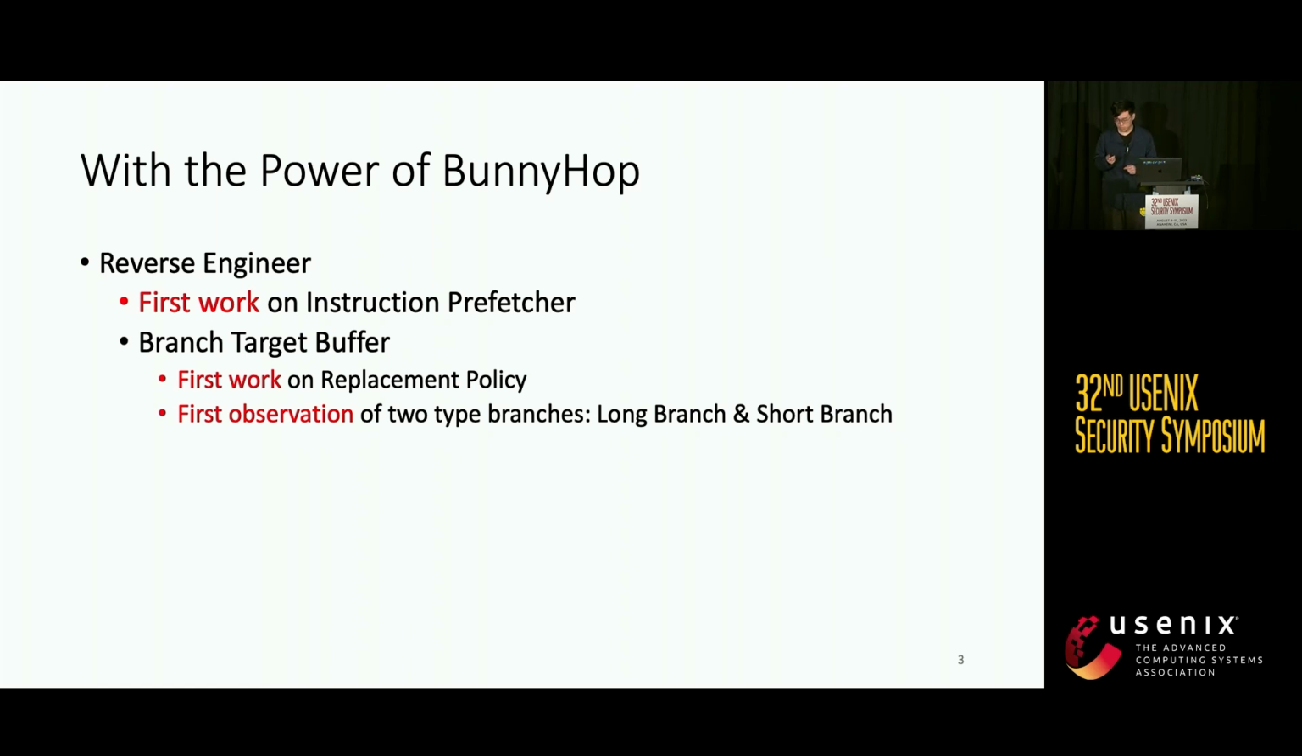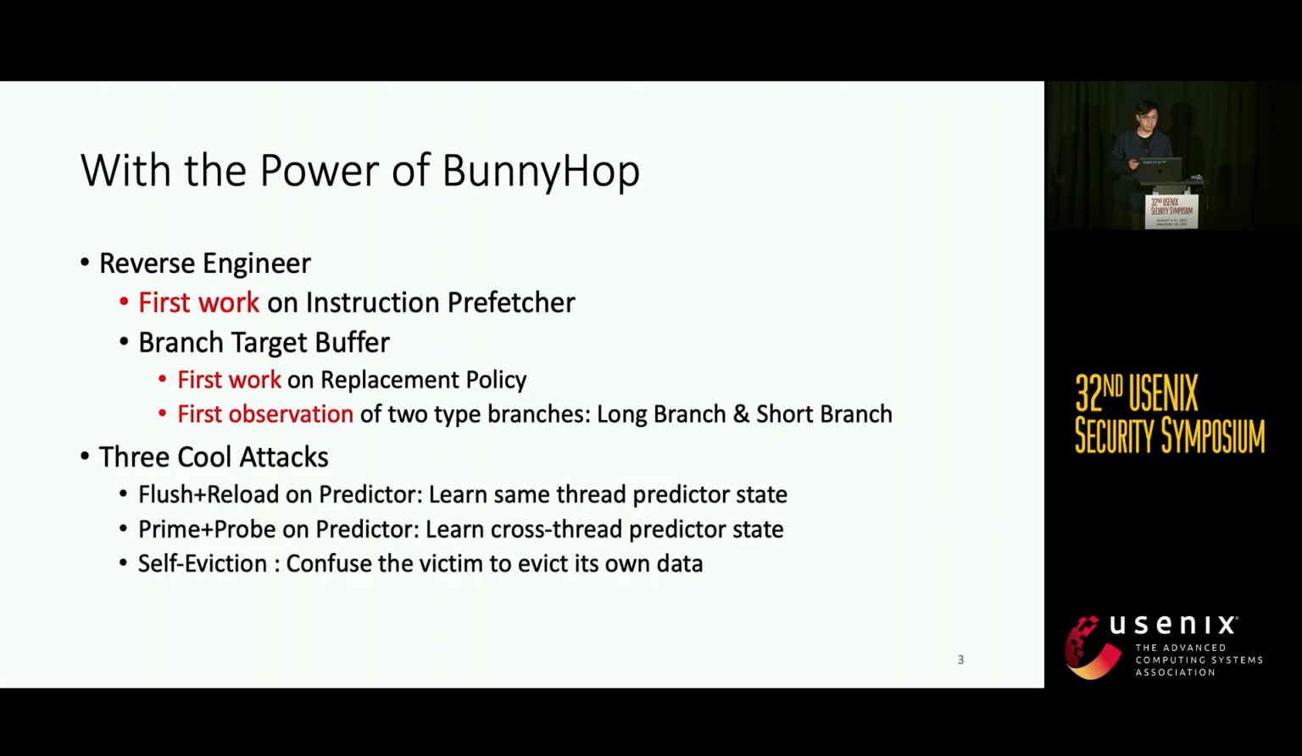And for the first time, we show the replacement policy of the branch target buffer on various Intel processors. Furthermore, more interestingly, we found that the branch target buffer on the Intel processor actually contains two types of branches, which are called the long branch and short branch. Based on our reverse engineering result, we performed three cool attacks.